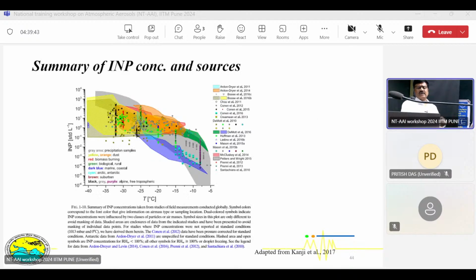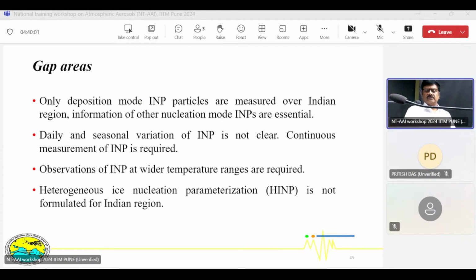So this is the summary of INP concentration and sources. There are several studies worldwide and how it varies with the temperature. You can see here they have grouped into different types of sources, the particles emanated from sources. Some gap areas are that through offline samples, only deposition mode ice nucleating particles are measured, whereas heterogeneous ice nucleation is not very well formulated.